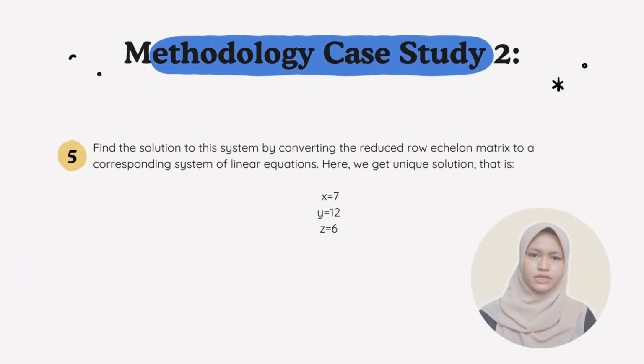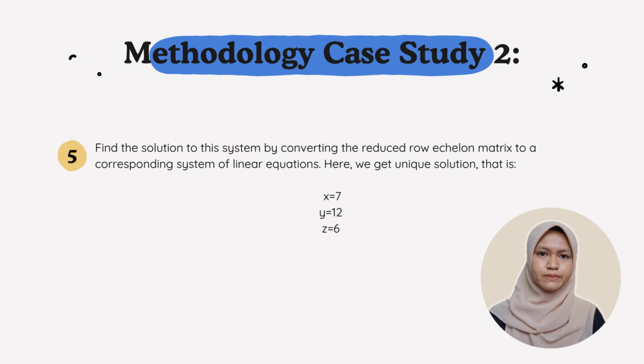The last step is to find the solution to this system by converting the reduced row echelon matrix to a corresponding system of linear equations. Here we get a unique solution, that is x equals 7, y equals 12, and z equals 6.